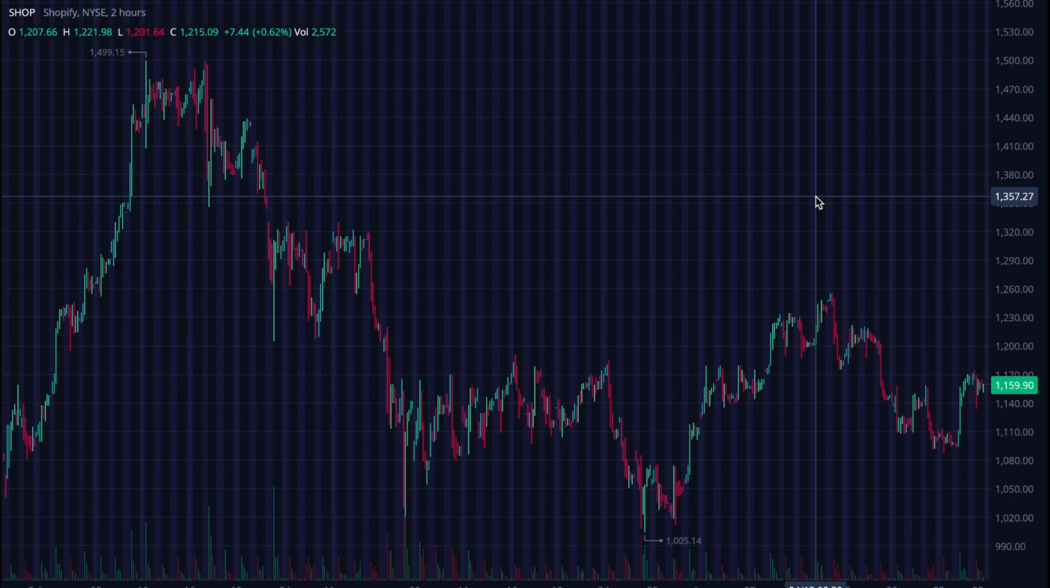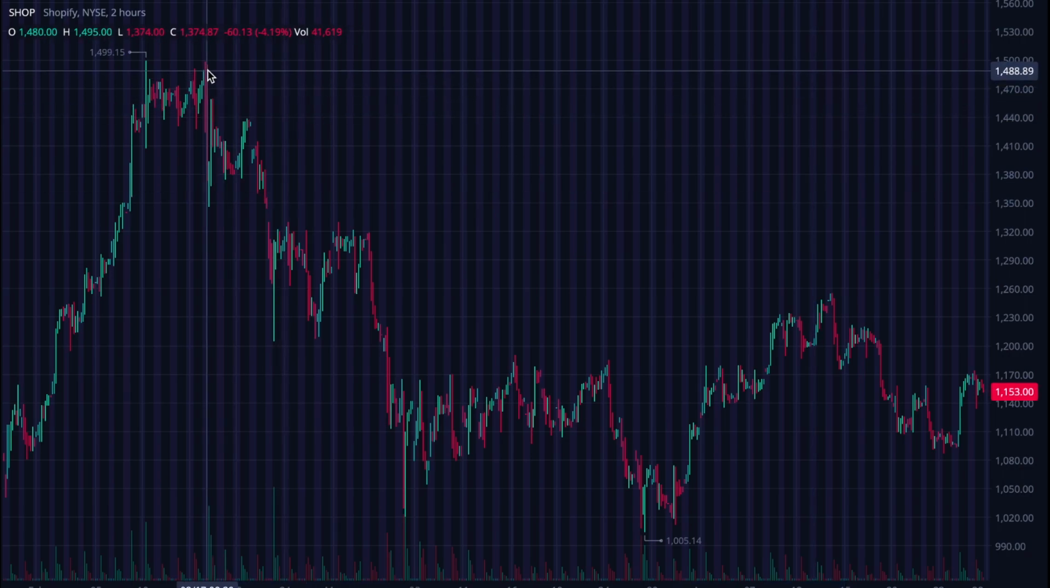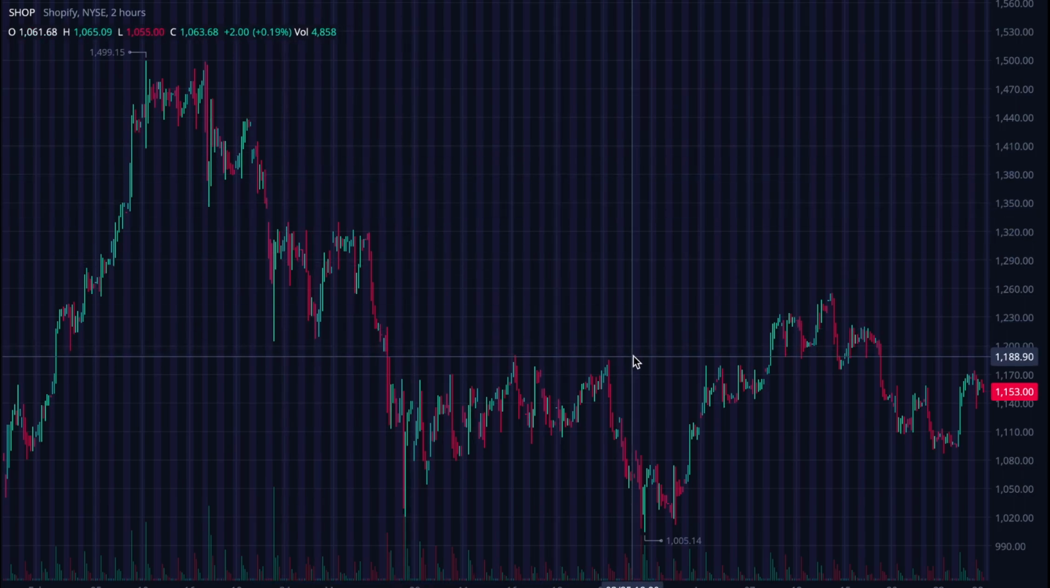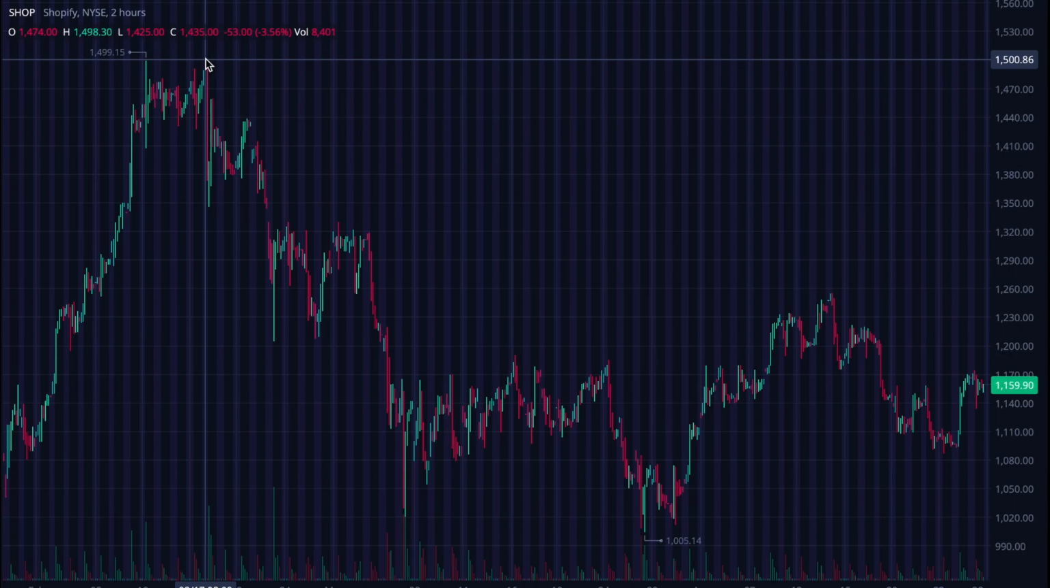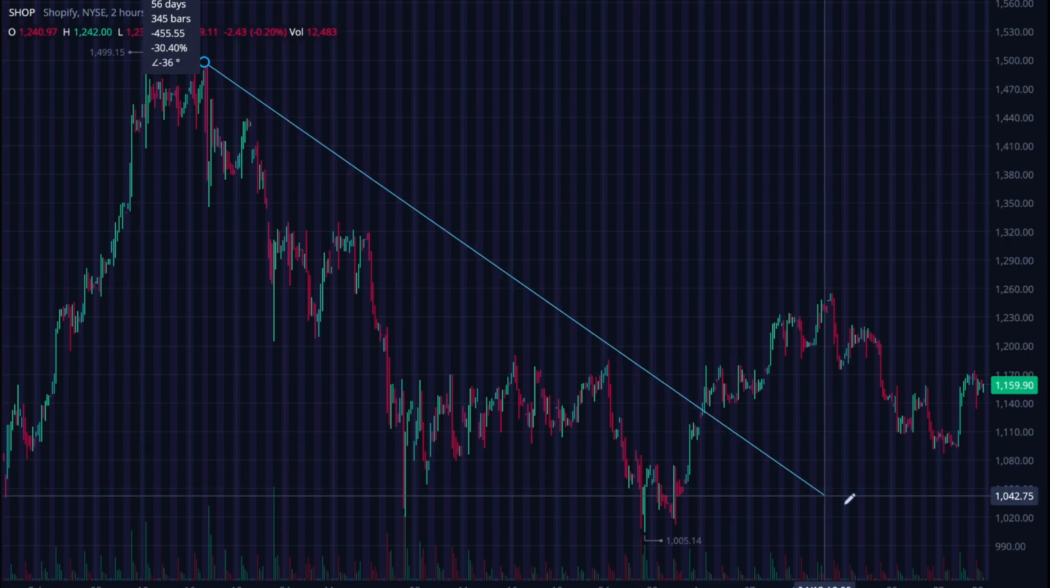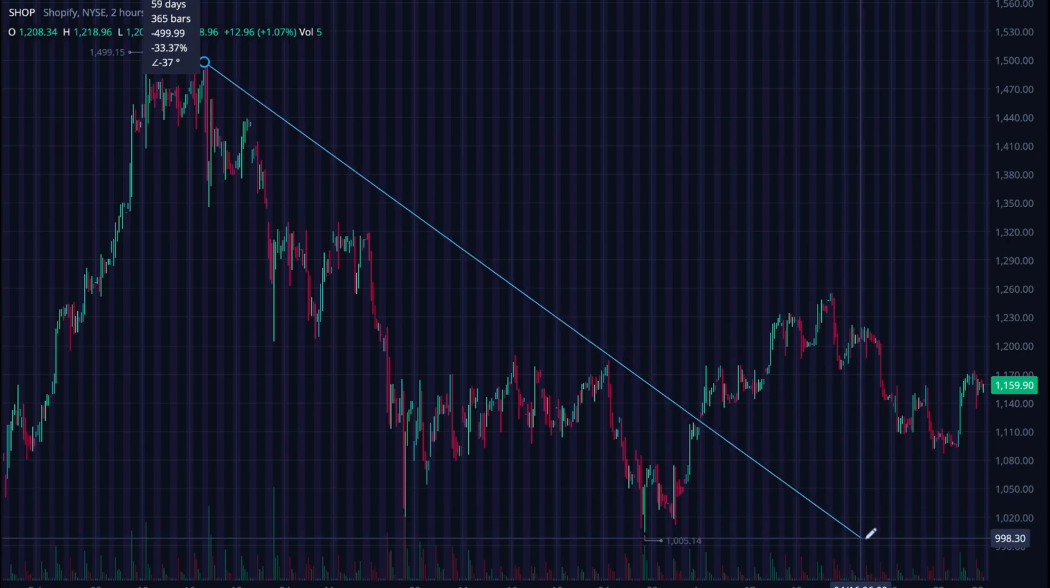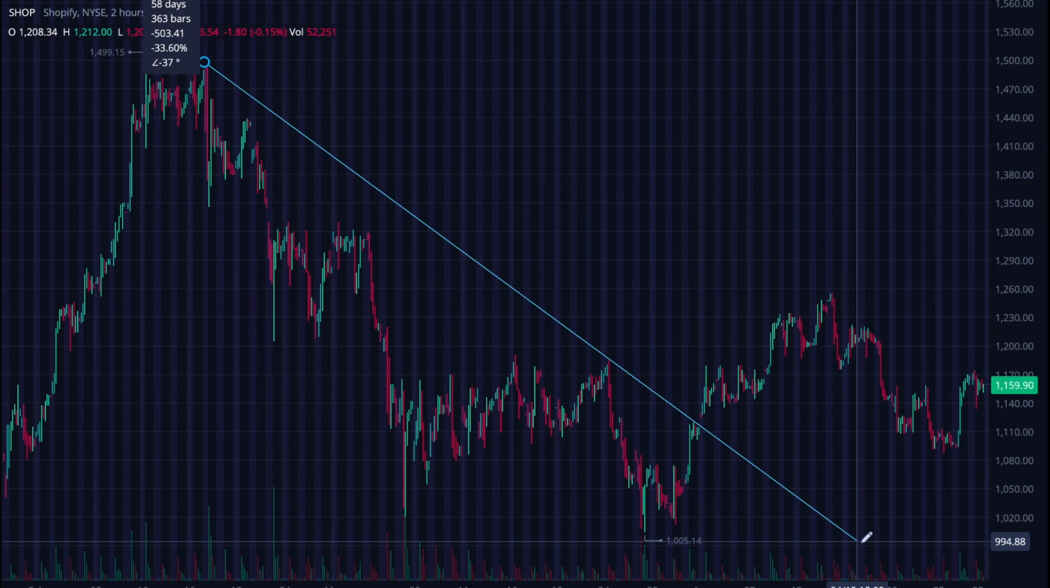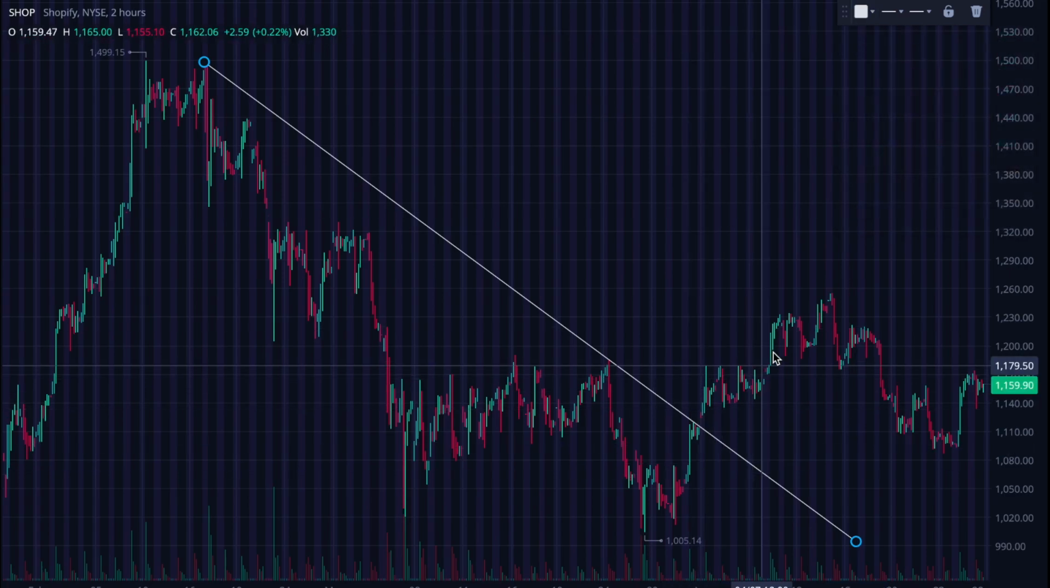All right, Shopify. So, looking at this 3-month, 2-hour chart, there's a couple of things that strike me. One, there's obviously this downtrend from this high up around 1500, a couple of months back. But I think there's two ways to interpret this. There is the more bullish interpretation, which would say this was the downtrend, and that this downtrend was broken with this recent push from the beginning of April, basically.